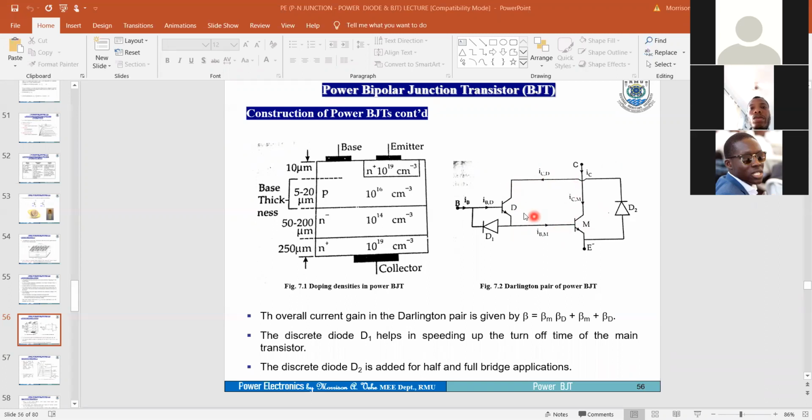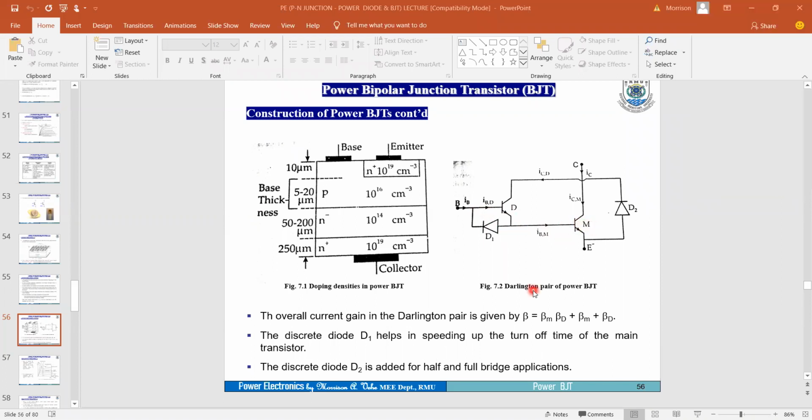So the base of transistor D is also linked to diode 1, D1. D1 is a diode. We have two diodes there, diode 1 and then diode 2. That in turn is also connected to the base of transistor M. Now with these arrangements, we are trying to achieve two things, or mainly in this case, one thing.